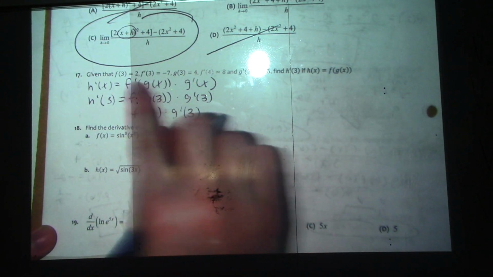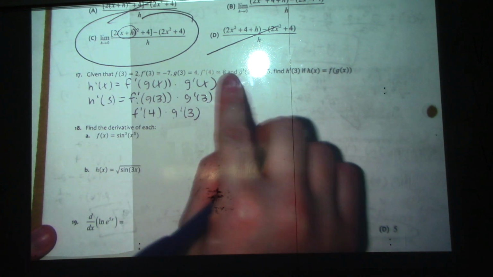Here we would use chain rule, so h prime of x would be f prime of g of x times g prime of x. And this is h prime of 3, so that would be f prime of g of 3 times g prime of 3. g of 3 is just 4, so this is f prime of 4 times g prime of 3. f prime of 4 is 8. g prime of 3 is negative 5, so that gives me negative 40.